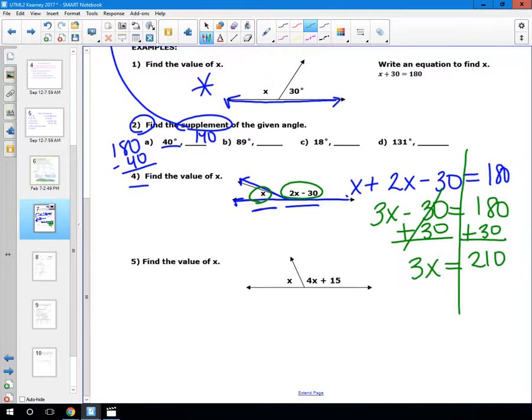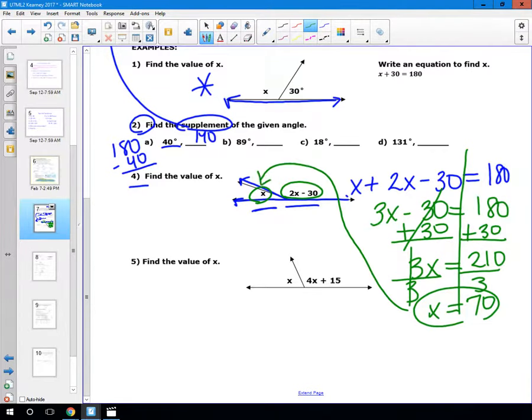And I still haven't solved for x, so I've got to keep going until I get x by itself. Right now, what's happening with the 3 and the x? They're being multiplied, so I'm going to divide. 3 divided by 3 is 1. 1 times x is x. 210 divided by 3 is 70. And then you always want to go back and say, does it make sense? Does it make sense that that x is 70? And yeah, it kind of does. It looks like it could be 70 degrees. So for that one, x equals 70 degrees. Okay?